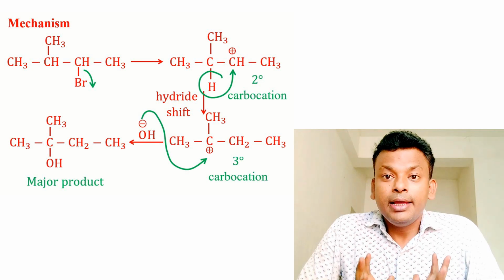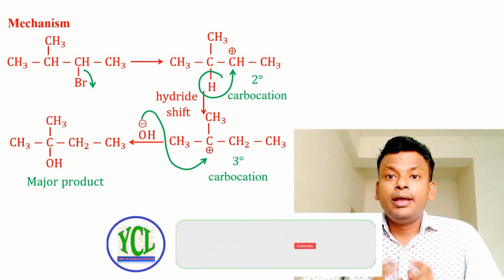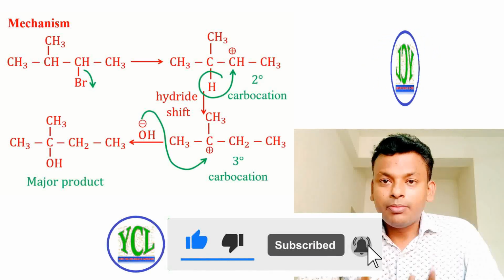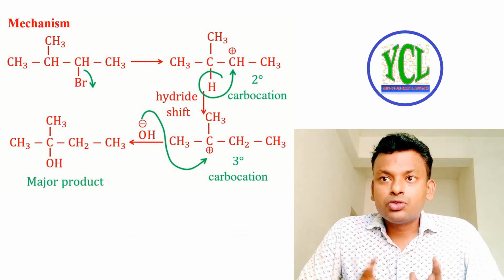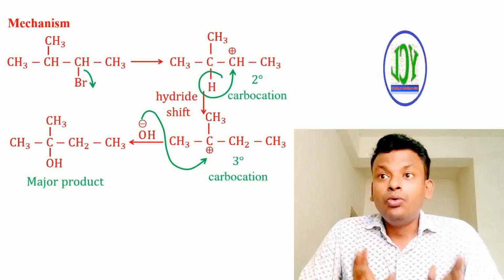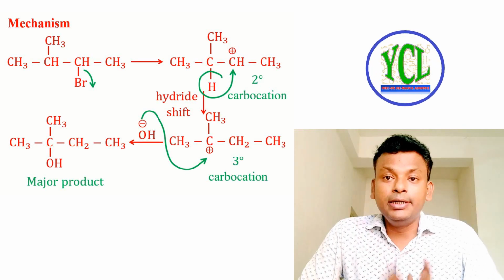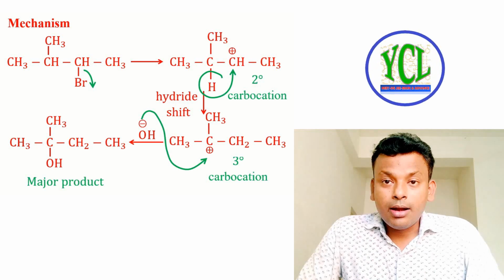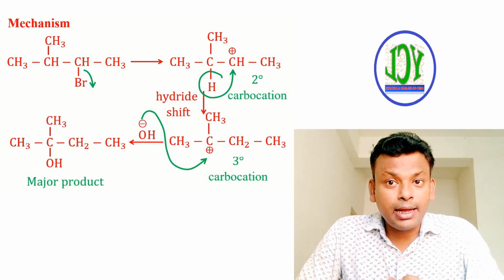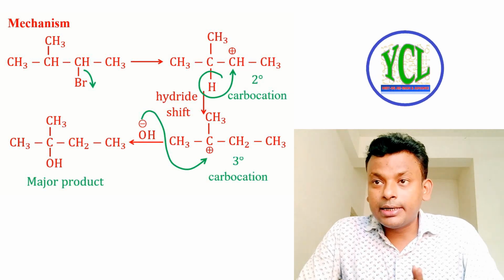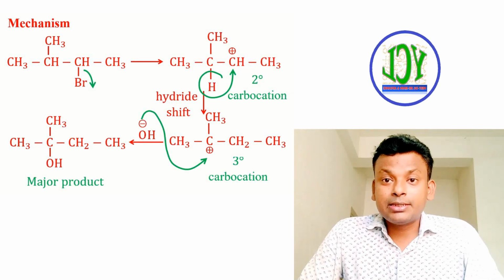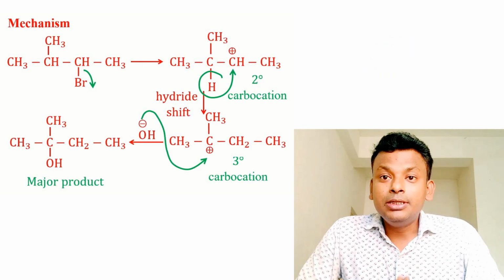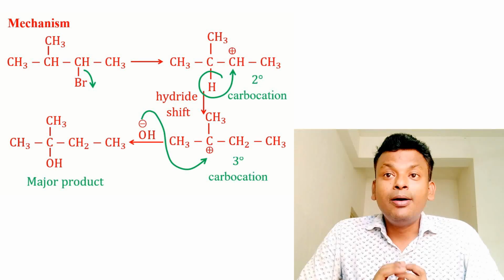In this compound, a 3-degree carbocation is more stable, so the 2-degree carbocation is converted to a 3-degree carbocation. Only carbocations undergo rearrangement, not free radicals. Here the 3-degree carbocation is more stable. Next, OH negative, which is the nucleophile, attacks that point and forms this product, that is the major product.